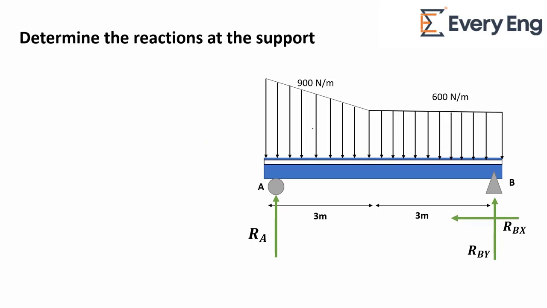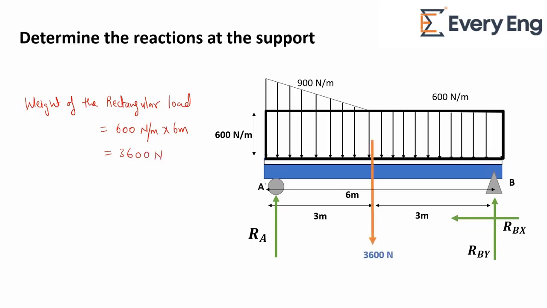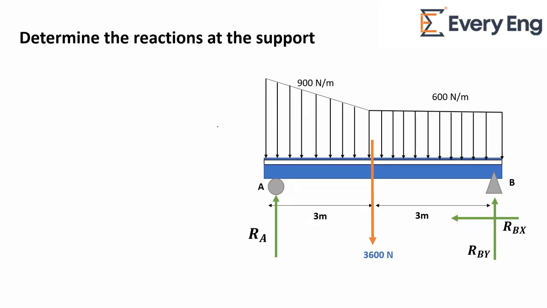Now we calculate the weight of this rectangular load. So the length of this rectangular load is 6 meters and the breadth of this rectangular load is 600 Newton per meter. So the weight of this rectangular load is equal to 600 Newton per meter into 6 meter. So this is equal to 3600 Newton, which acts 3 meter from the roller support and 3 meter from the pin support.